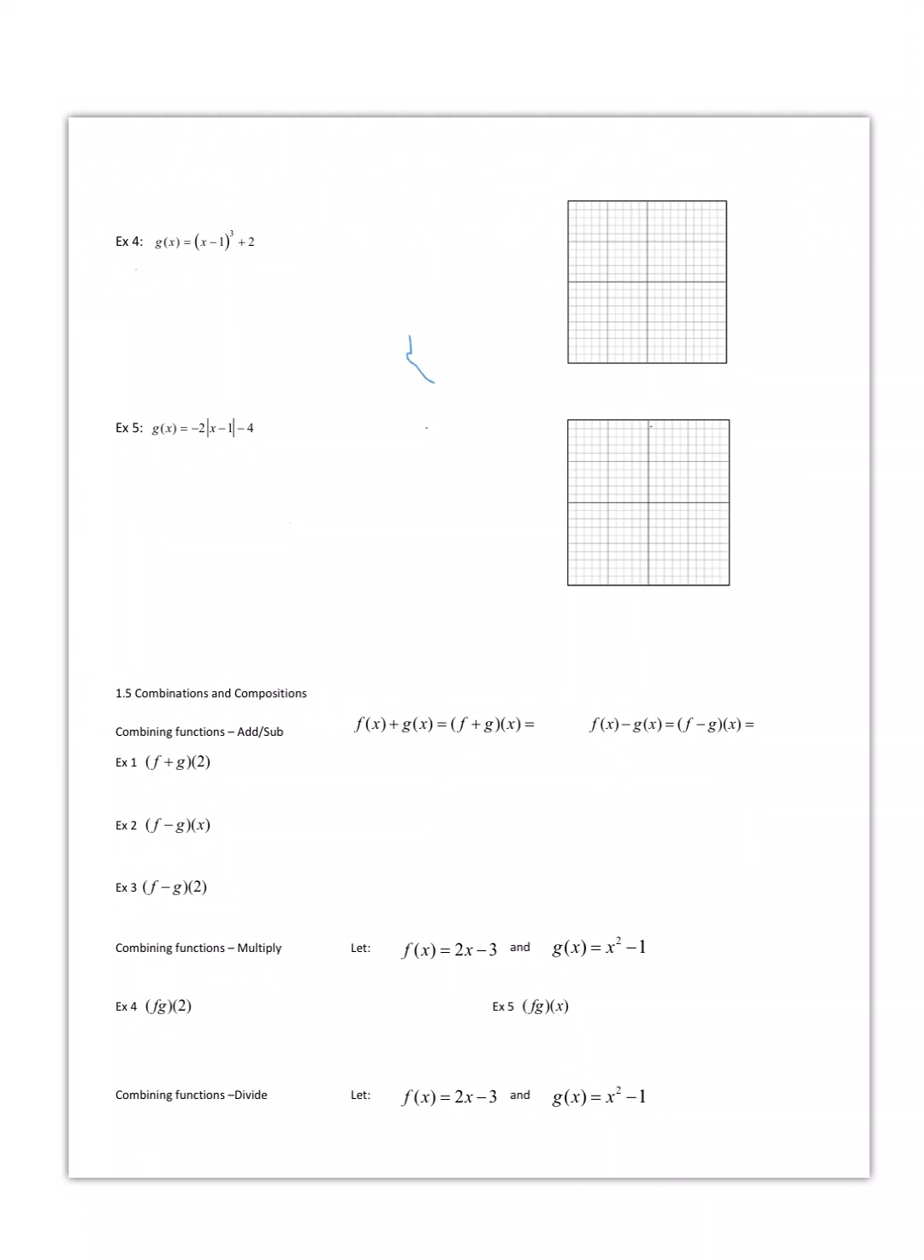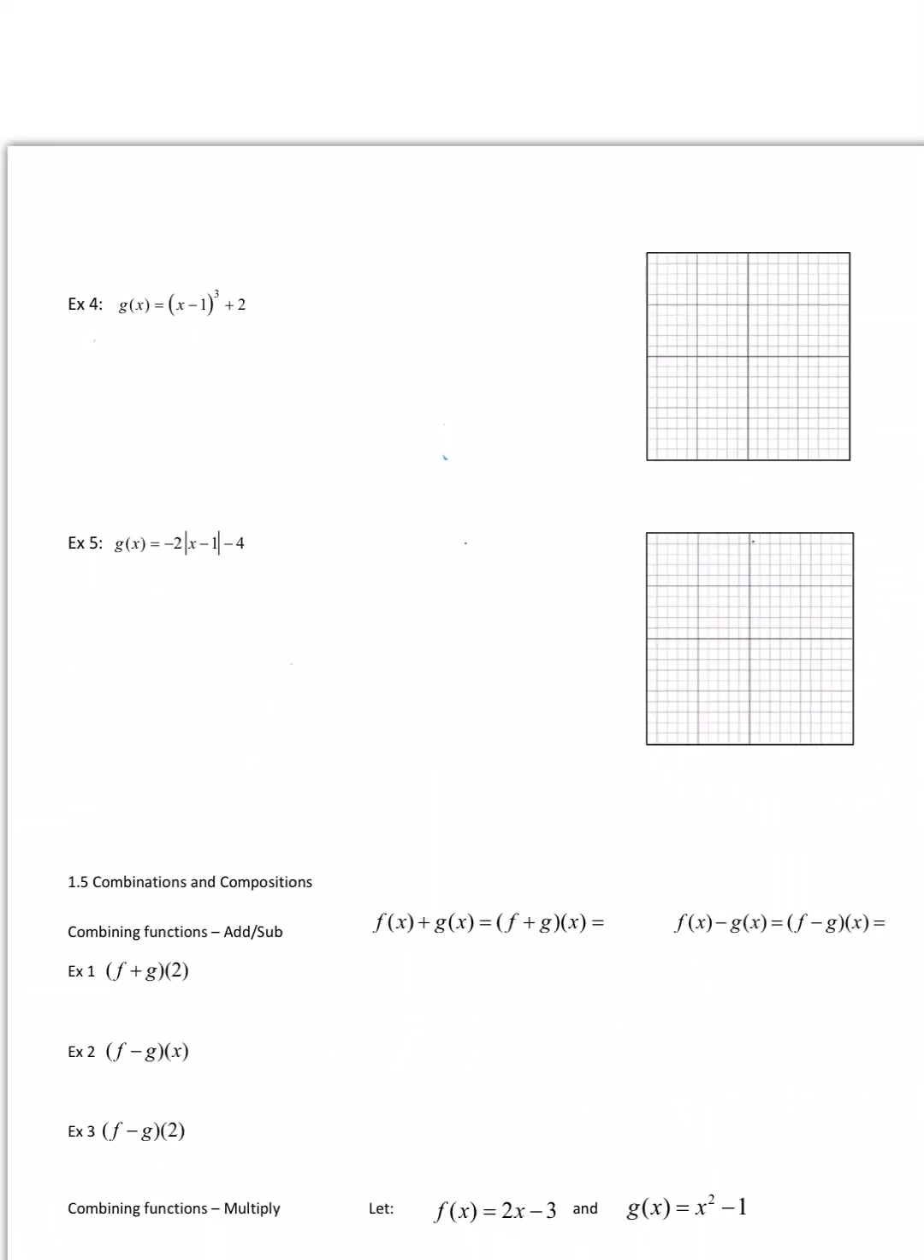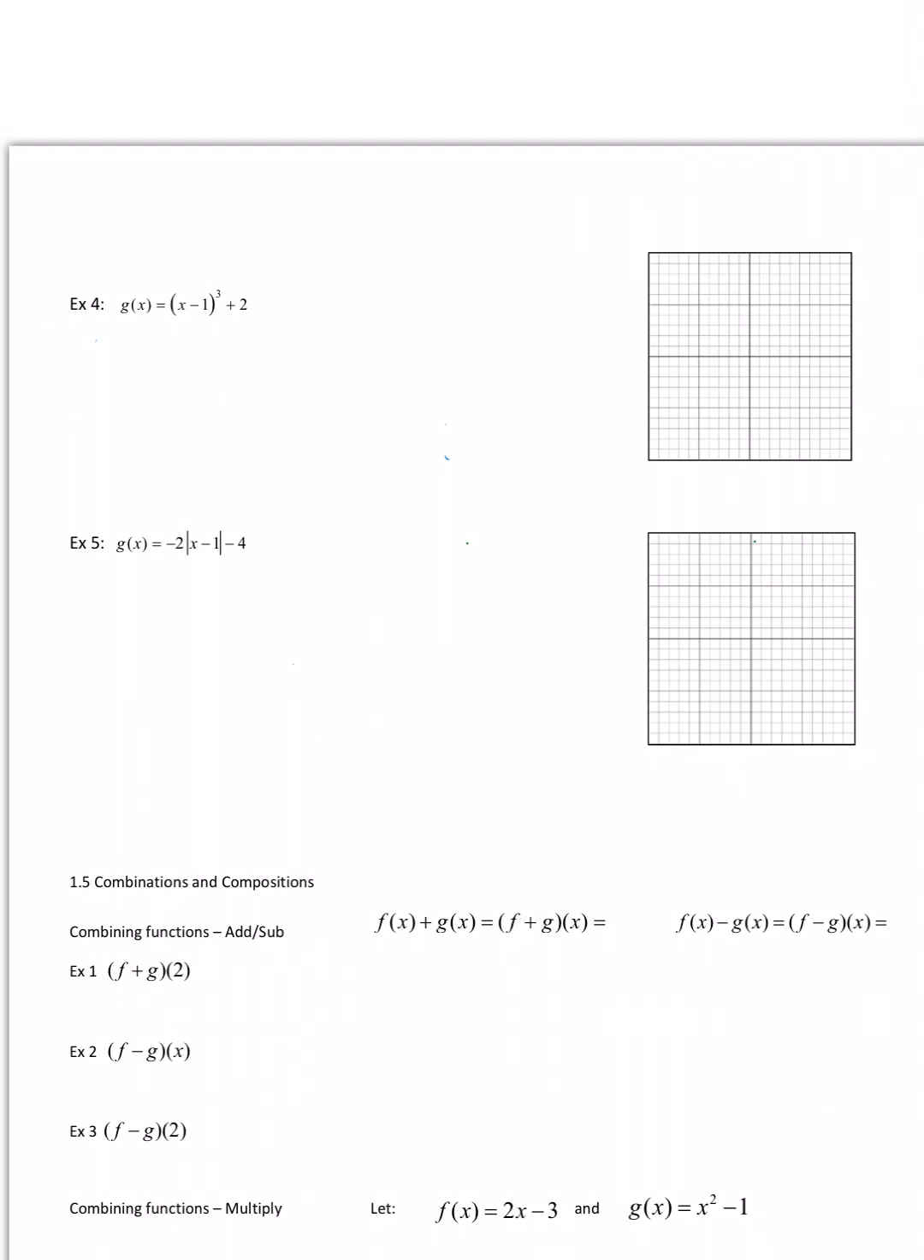All right, look at number 4 here. Let's see. g of x equals x minus 1 cubed plus 2. All right, let's look at that. That's going to be our cubic function. So part A, y equals x cubed. Part B, we're going to list what's happening. Well, the minus 1 means it's going to move right 1. Plus 2 means it's moving up 2.